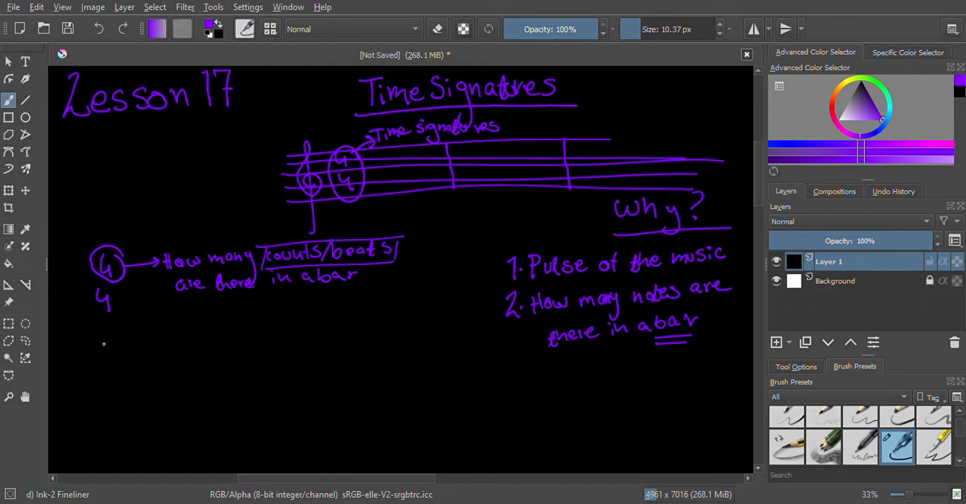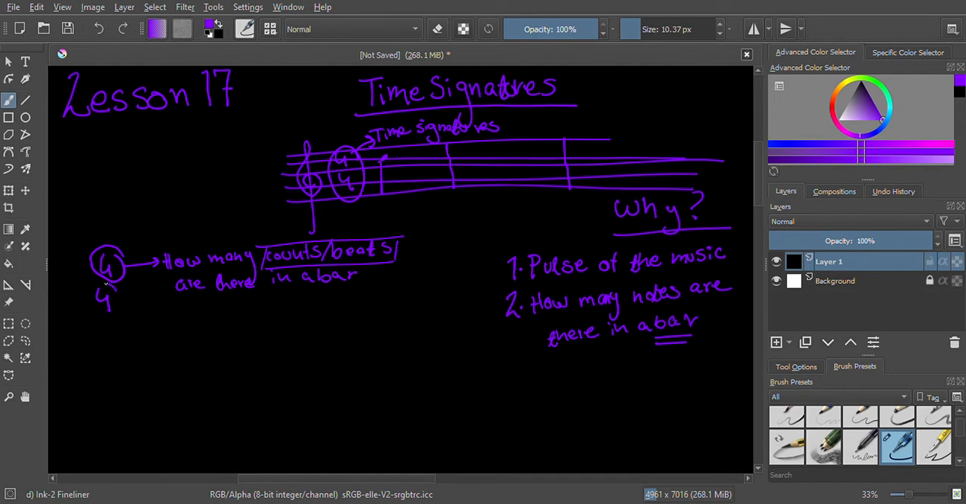Now the bottom number. Here's the thing to remember: we don't write music in terms of counts or beats. We write music in terms of notes, right? We place notes on the staff like this. So this is where the bottom number comes in. We don't write music in terms of counts, we write it in terms of notes.